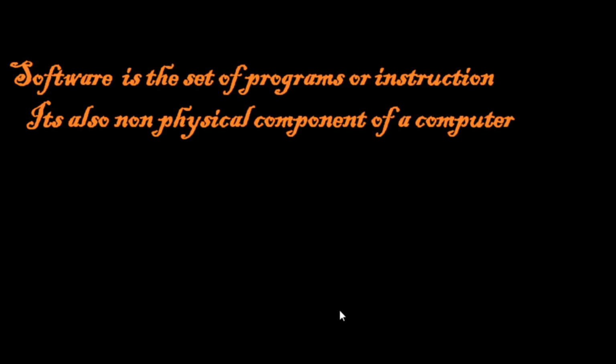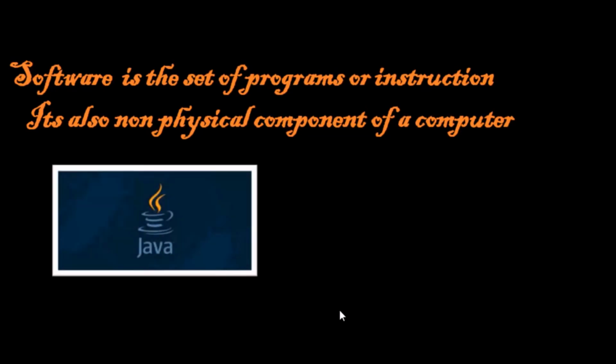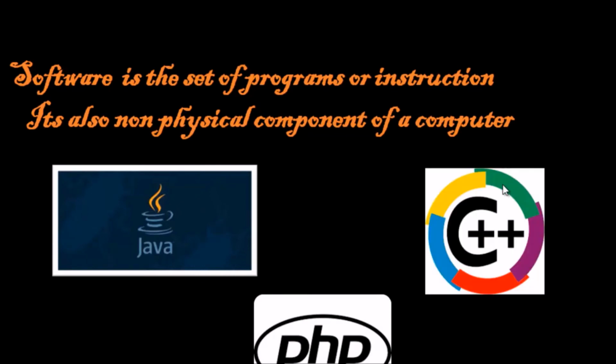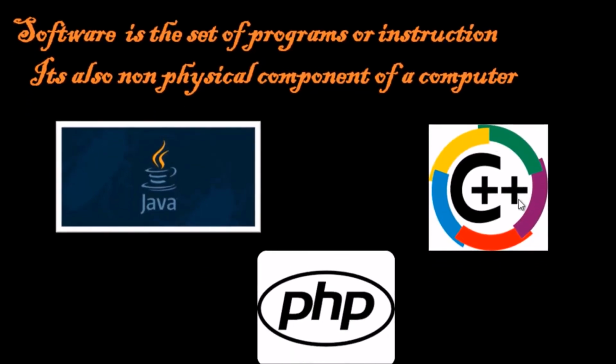Computers only follow a set of instructions, that is programs, that is software. So it can't think by itself. Examples of software: C, Java, PHP and C++ are programming languages, and there are a lot more.